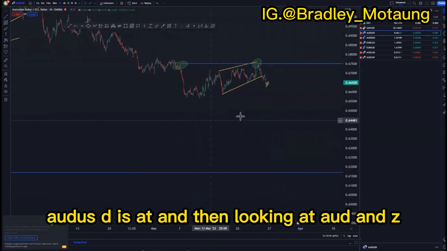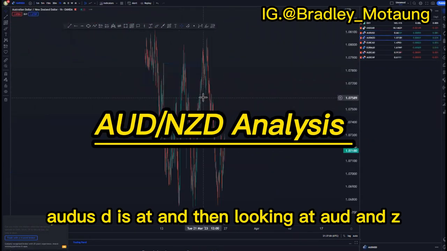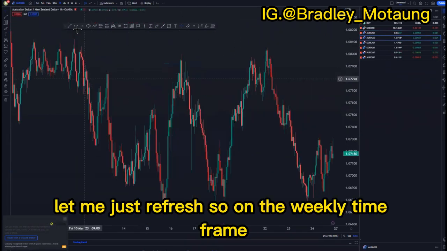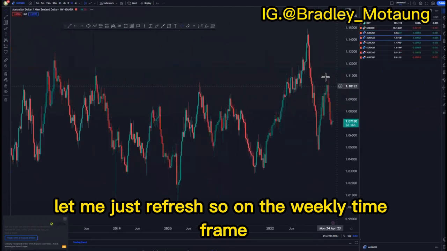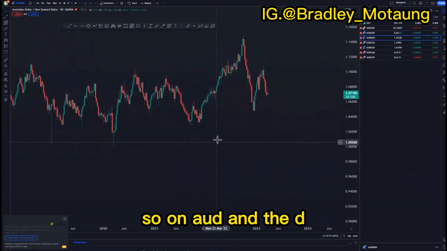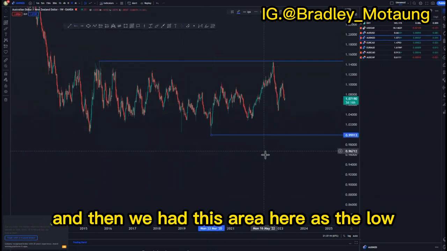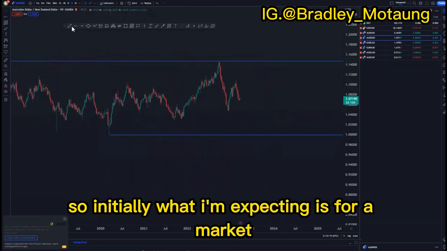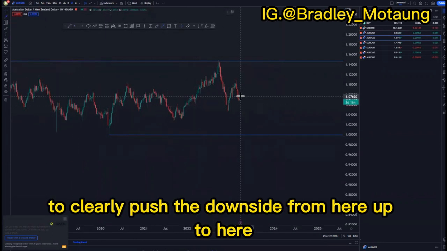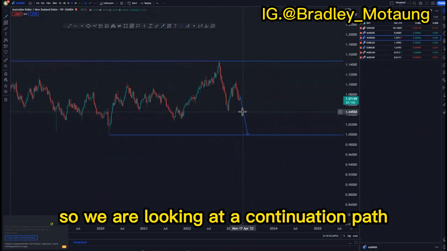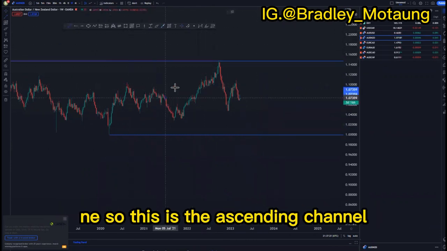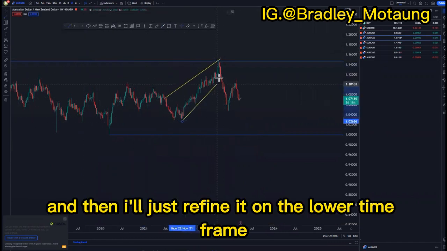AUD USD is at. And then looking at AUD NZD, let me just refresh. So on the weekly time frame, on AUD NZD, you can see that we had this area here, and then we had this area here as the low. So initially, what I'm expecting is for the market to clearly push to the downside from here up to here. So we are looking at a continuation pattern. We're looking at a continuation trade now. So this is the ascending channel. And then I'll just refine it on the lower time frame, guys.